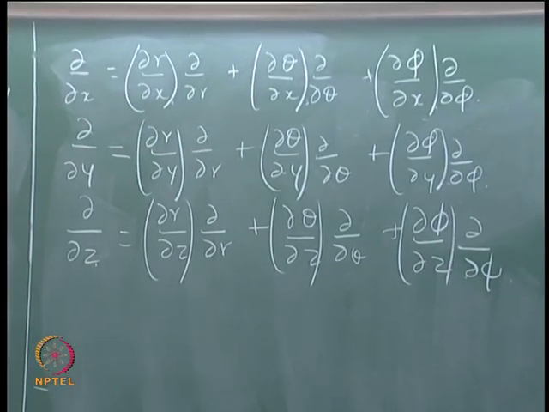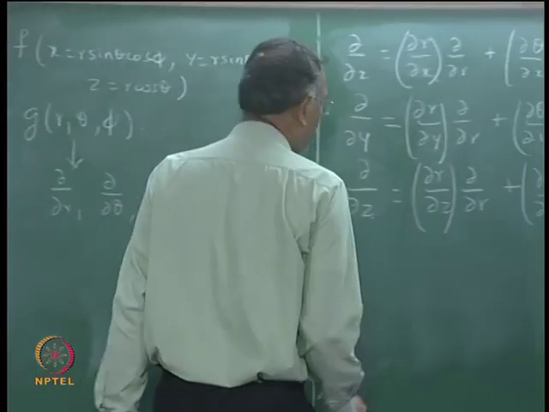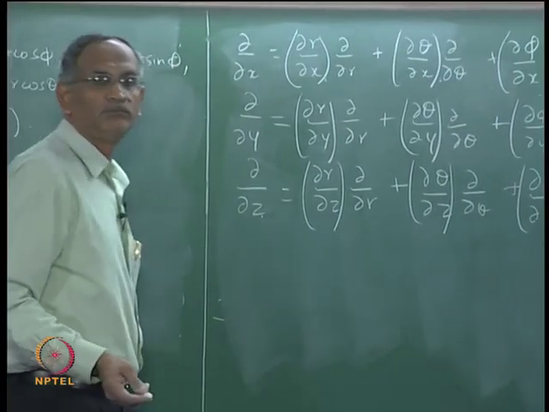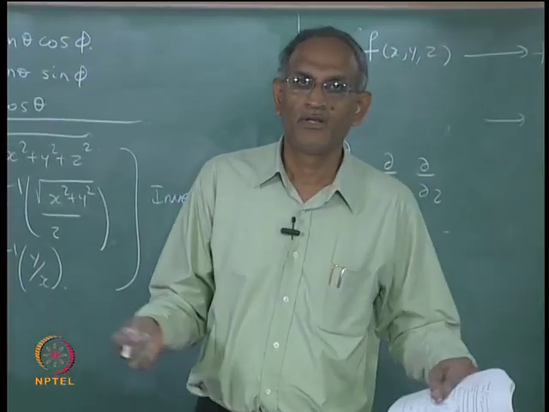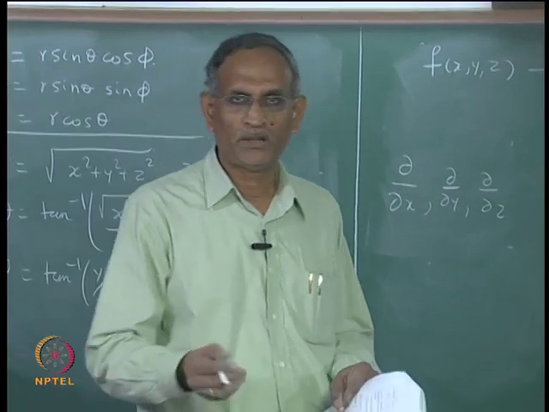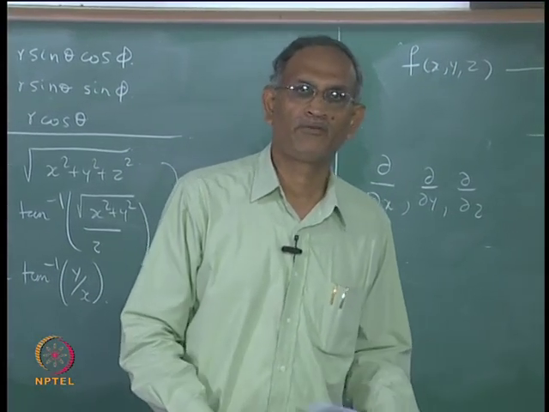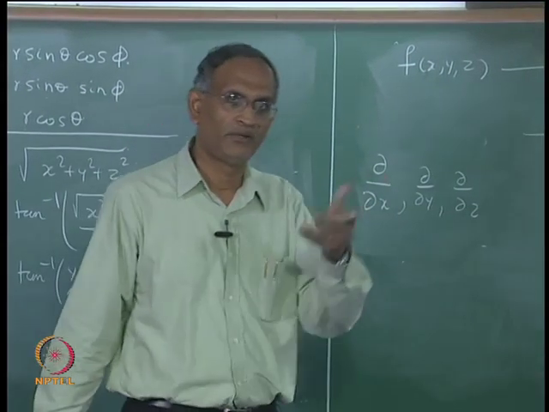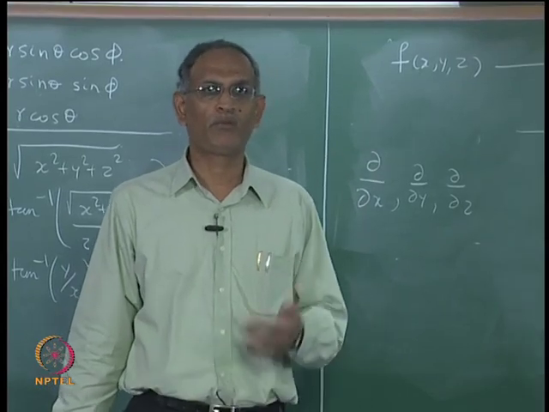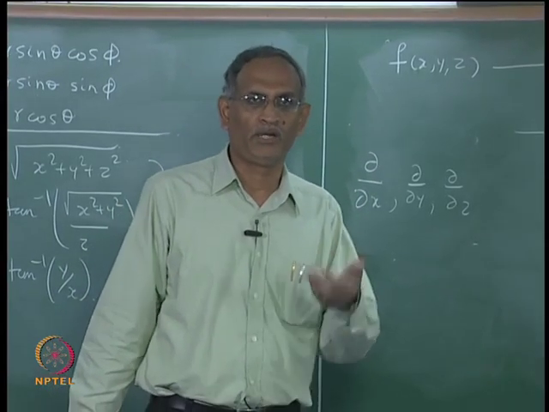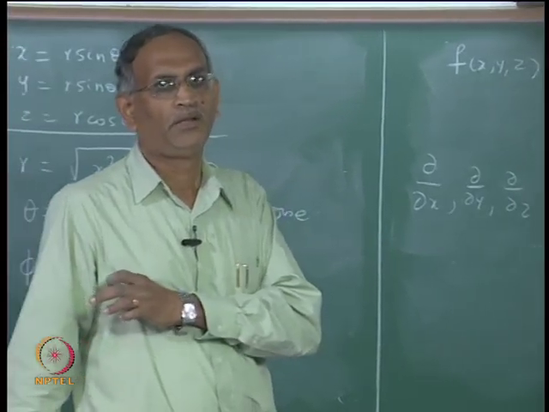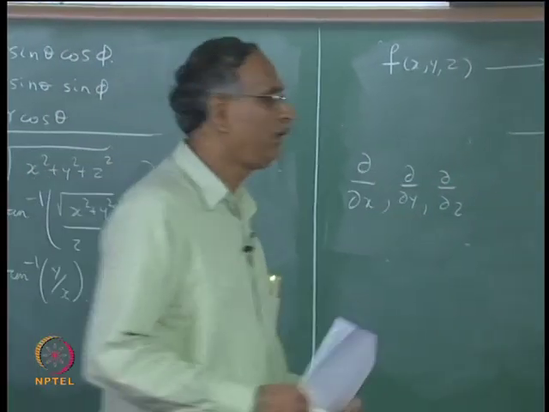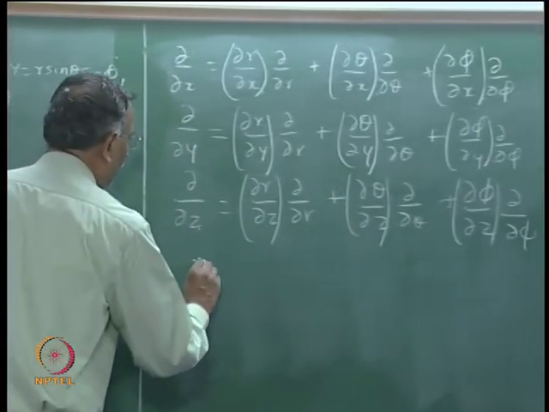And these need to be substituted in order to get the hydrogen atom kinetic energy operator, which is in terms of minus h bar square by 2m times p square. P square is the second derivative, dou square by dou x square, dou square by dou y square, dou square by dou z square. If you add all those three things, you will get the kinetic energy operator, and therefore you need these three quantities.